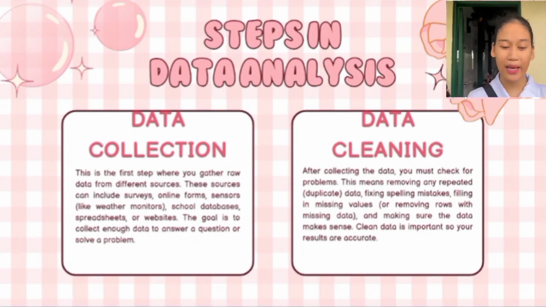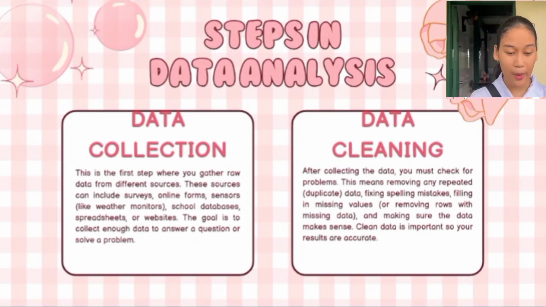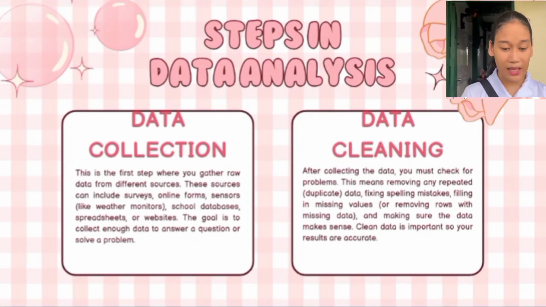Steps in data analysis. Data collection. This is the first step where you gather raw data from different sources. These sources can include surveys, online forms, sensors like weather monitors, school databases, spreadsheets or websites. The goal is to collect enough data to answer a question or solve a problem. Data cleaning. After collecting the data, you must check for problems.